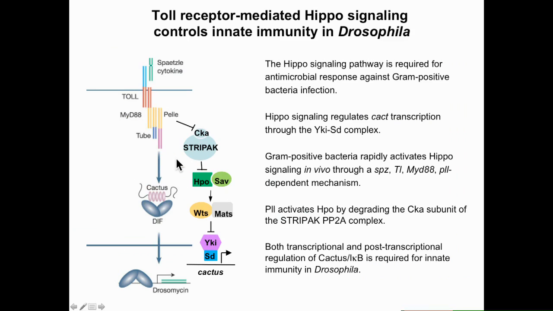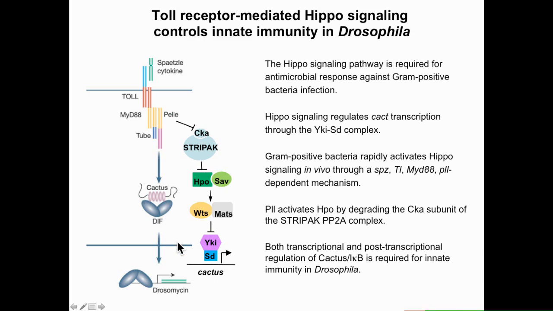All right? So in conclusion, what I've told you today is that there is an intimate link between the Hippo pathway and the Toll receptor signaling. And this pathway really regulates a key regulator of immunity, which is cactus, through a transcriptional mechanism.